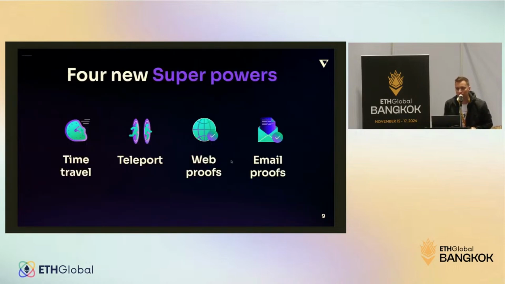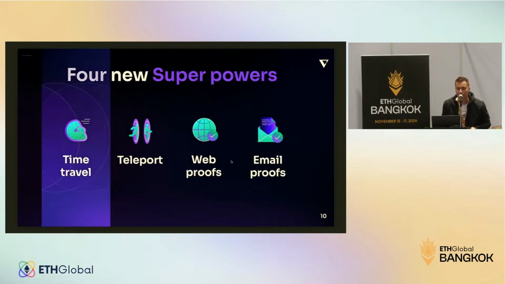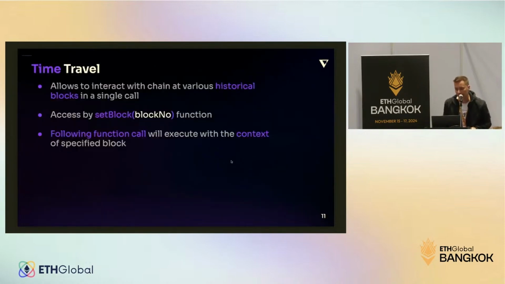So now we can go to the superpowers, and we're gonna start with time travel. And already you get a sneak peek of it. So we have this function called setBlock. It has a single parameter, which is the number of the block you wanna time travel to. And the next call after this specific setBlock gonna be executed in the context of the chain as it was at a specific block. Does that make sense to everyone?